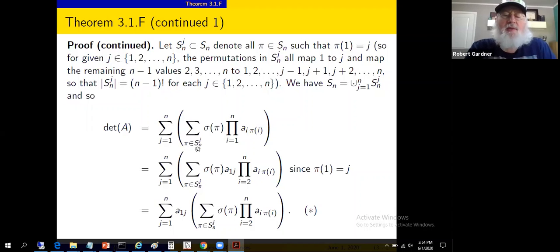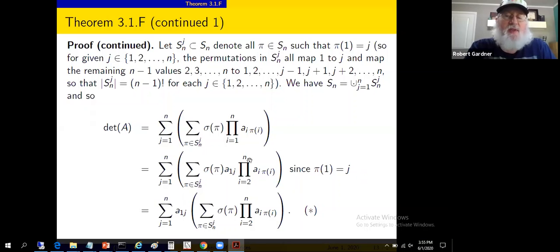If pi is in S sub n super J, then pi of 1 I know, pi of 1 is J, because that's what S sub n super J is, permutations that map 1 to J. So when we plug in I equals 1, we're going to get out J. So A sub 1J is what we get out when this permutation pi comes from S sub n super J. So let's take that A sub 1J and factor it out front, and then multiply the remaining I equals 2 through I equals n terms together, because pi of 1 equals J. All right, that's a step forward.